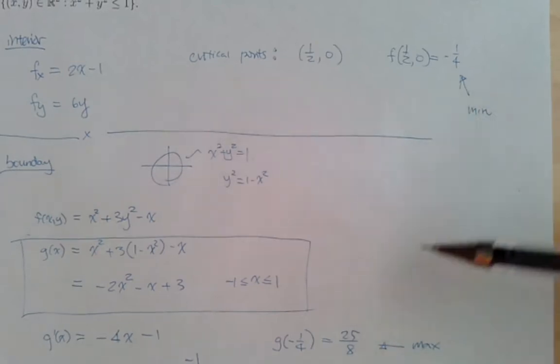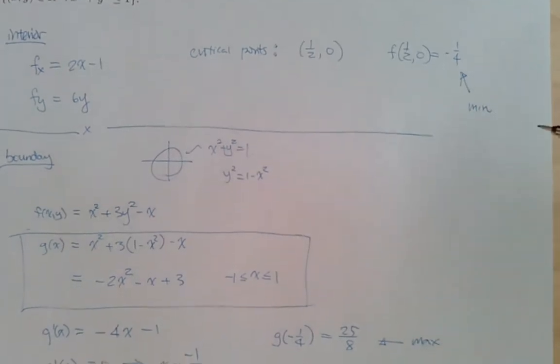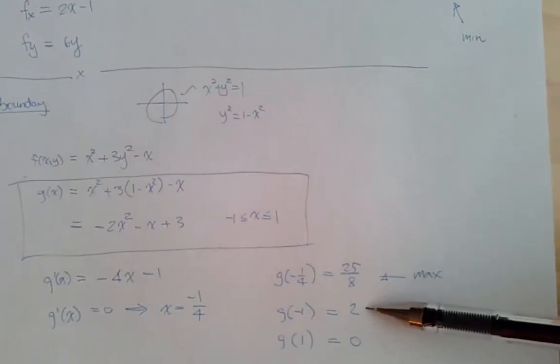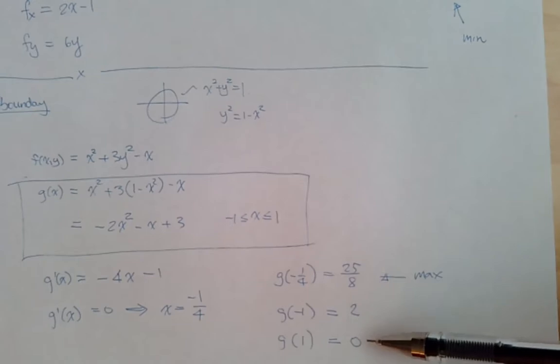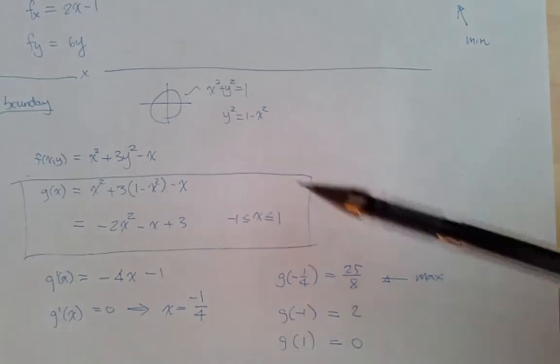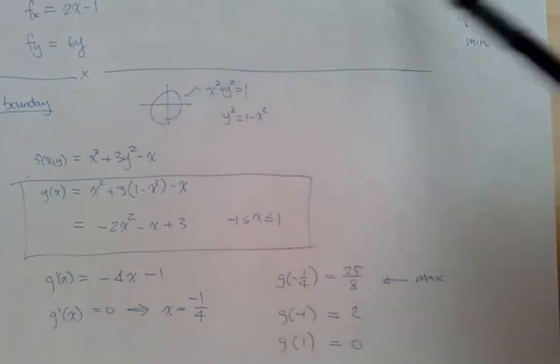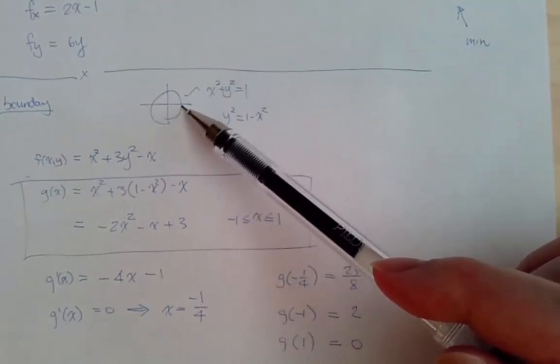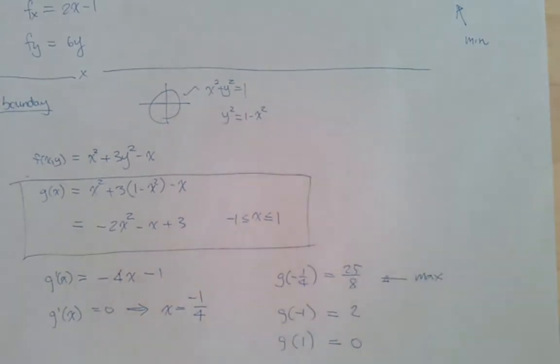You don't need to use first derivative tests. You don't need to use second derivative tests. And then this 2 is nobody. It's between 25/8 and 0. This 0 is a minimum on the boundary, but in the interior, there's something that's even smaller than that boundary point right there.